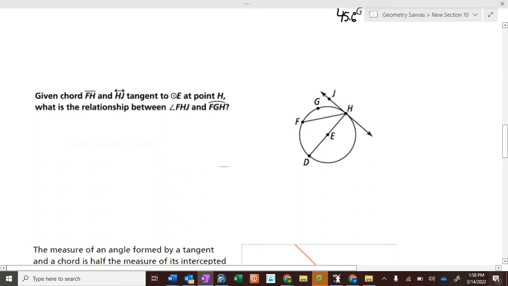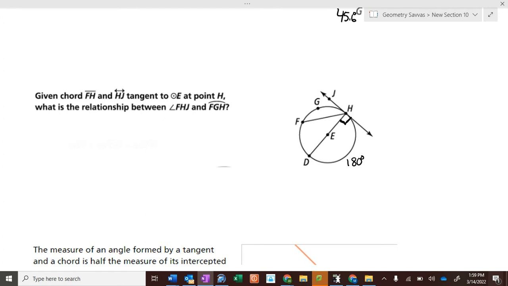All right, here's some relationships. How big is DH? Arc DH is 180 degrees. How big does this angle look? This looks like a 90-degree angle. Any relationship there? So if you have a tangent to a circle and a chord, then that makes an angle half of the arc. Given this tangent and a chord, the angle is half the arc.